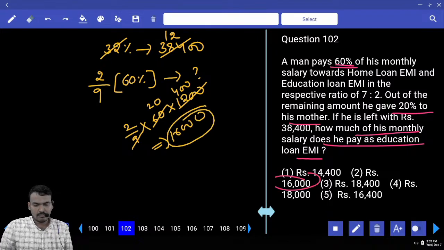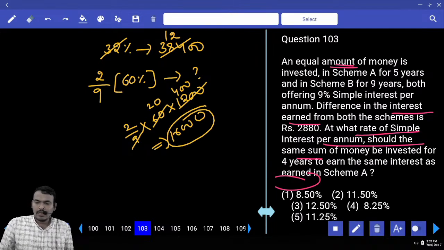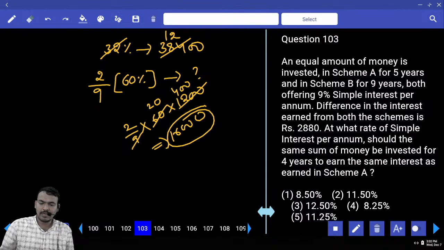Next, question number 103. An equal amount of money is invested in scheme A for 5 years and scheme B for 9 years. Both offer 9% simple interest per annum. The difference in interest earned from both schemes is 2880. At what rate of simple interest per annum should the same sum be invested for 4 years to earn the same interest as earned in scheme A?